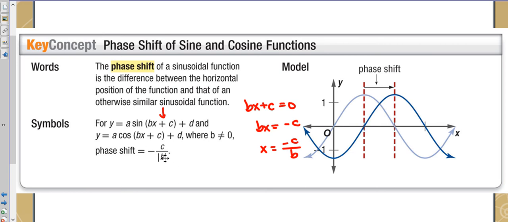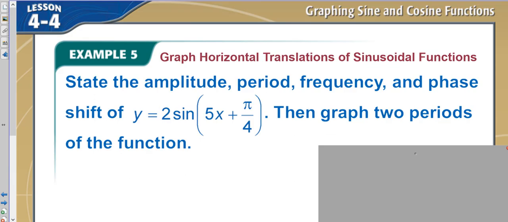Now they just say the absolute value just because it doesn't matter if it's a wave, which way you shift it, right or left. But I'm just going to keep it simple and do it the way you've always done it all year. Why change something you already understand how it works? So a phase shift we're going to look at this time as well.